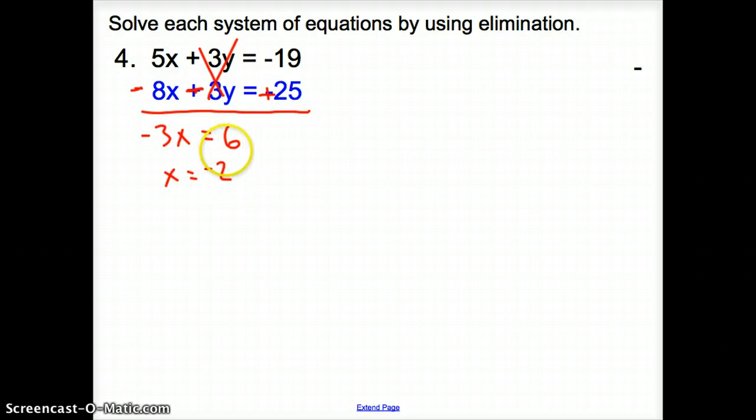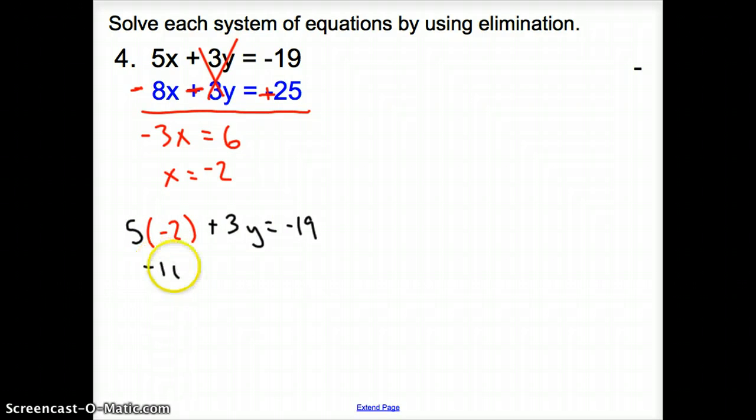But now we have to find our y. So I'm going to plug this negative 2 in for this x. Again, you can pick any guy, but I'm going to plug it in for the top one. So now we get 5 times negative 2, because I'm plugging in that negative 2, my x disappears, plus 3y equals negative 19.